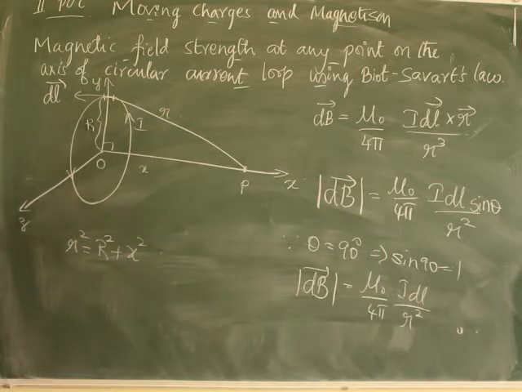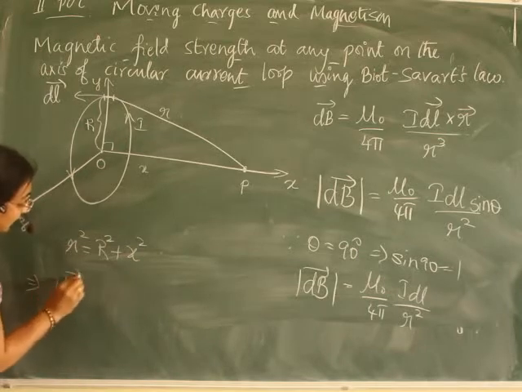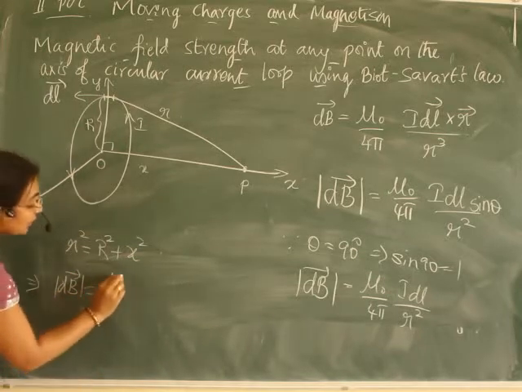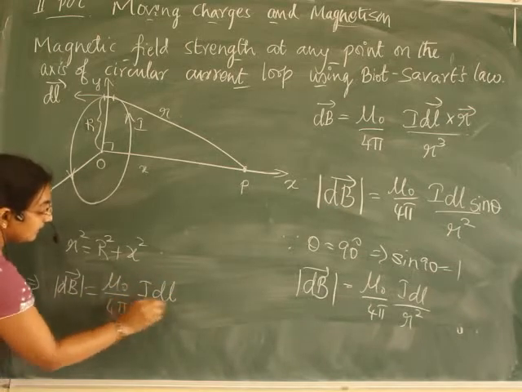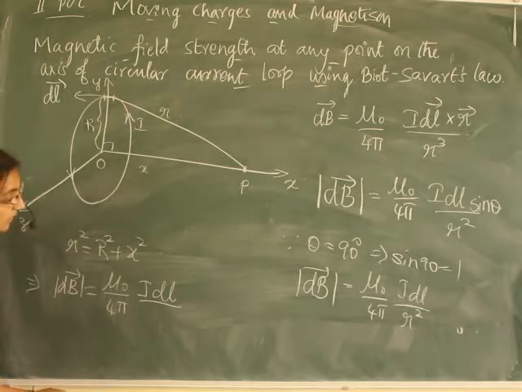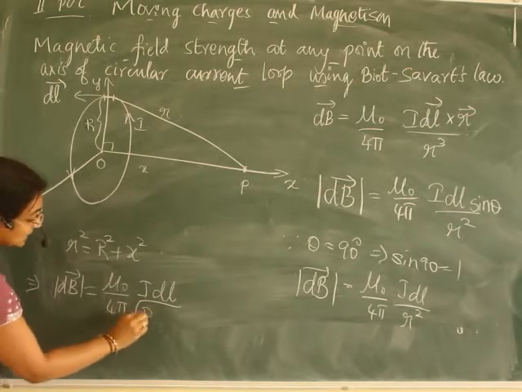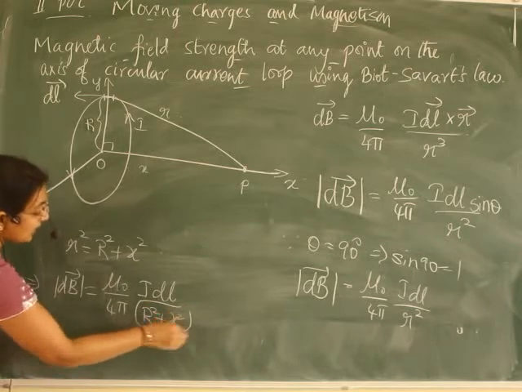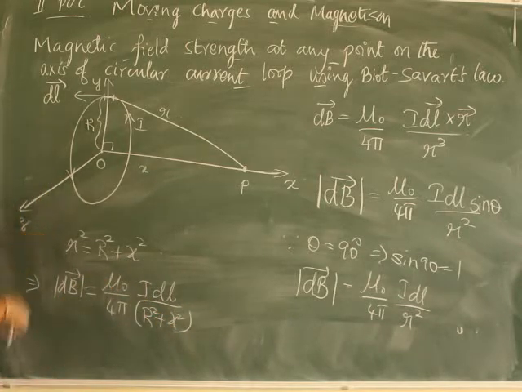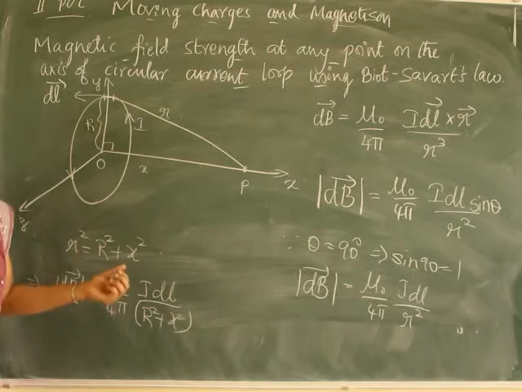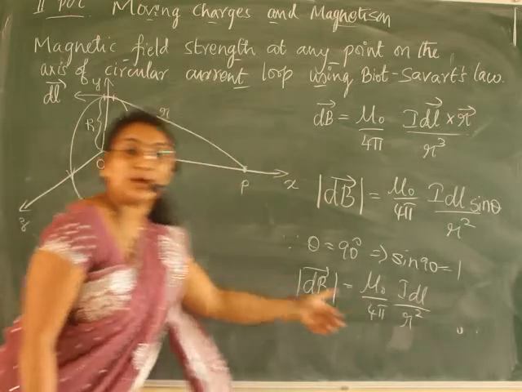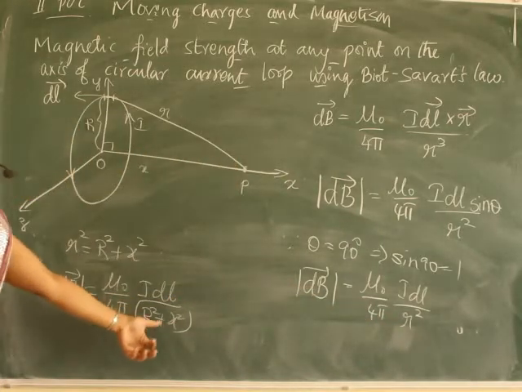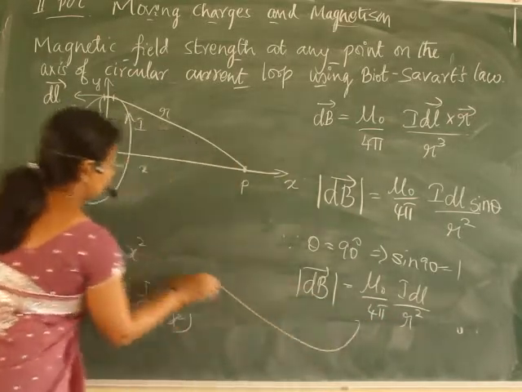Correct? Then the expression becomes dB is equal to mu naught by 4 pi I dl divided by, see here, R square plus X square. Since R square is equal to R square plus X square according to Pythagoras theorem, in the place of R square, I can write R square plus X square. Understood what we have written?